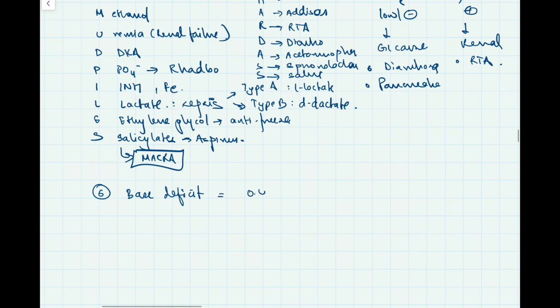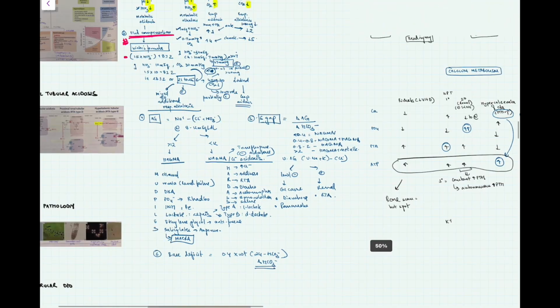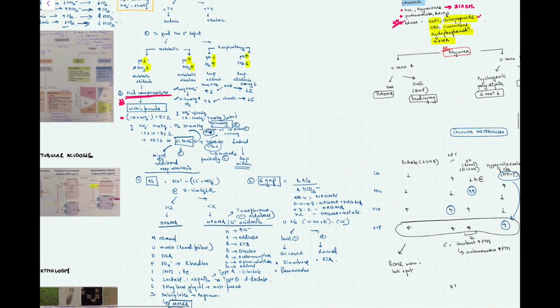Finally, base deficit can be calculated by 0.4 into weight multiplied by 24 minus bicarbonate, or this is delta bicarbonate, right? So let's go through this again quickly.